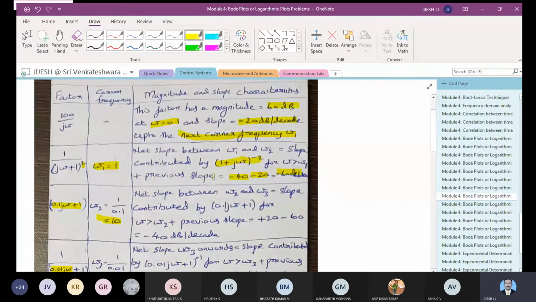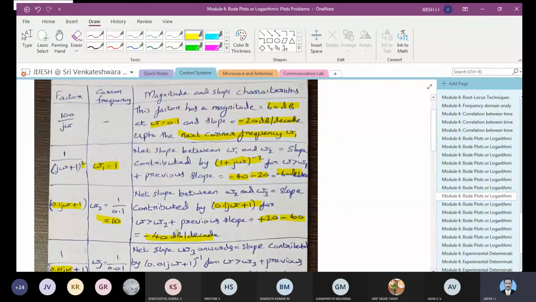Let me just say that the slope contributed by this will be plus 20 dB because it is in the numerator. And what is the previous slope? Previous slope is minus 60. So you have to add the previous slope. So plus 20 minus 60, when you add, you will get minus 40 dB per decade.